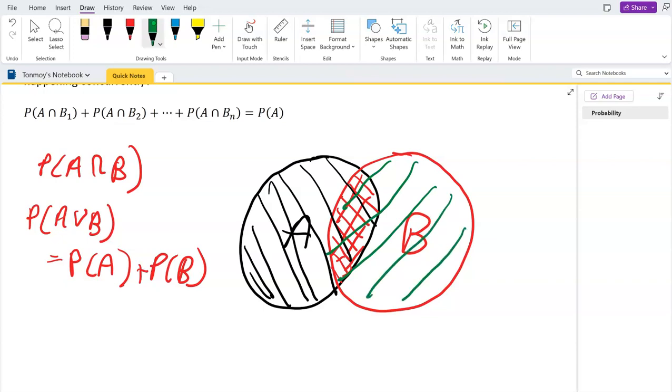But if we include both A and B at this time, there is a double counting here because this part is included in A and in B. So we have to subtract probability of A and B. So this is the formula. Let's look at an example.